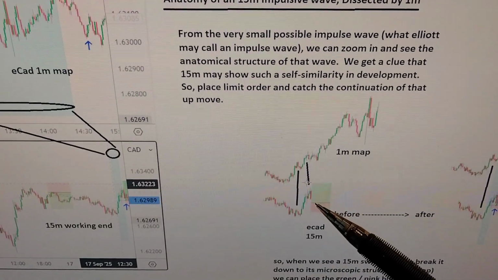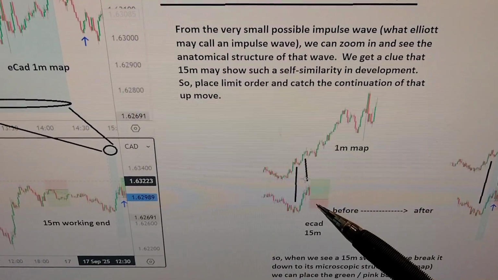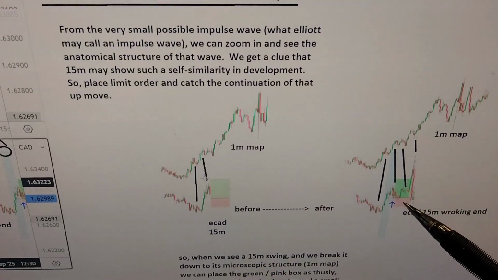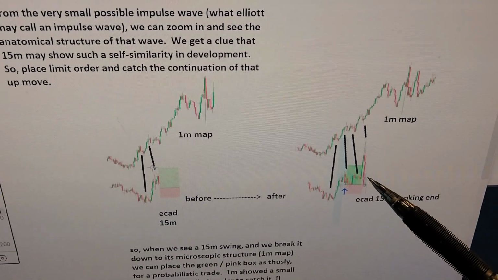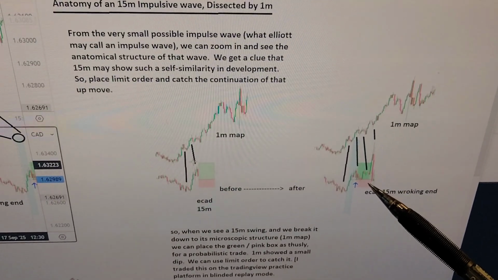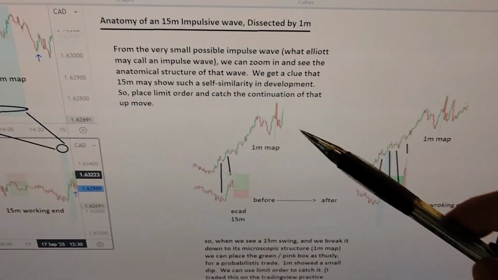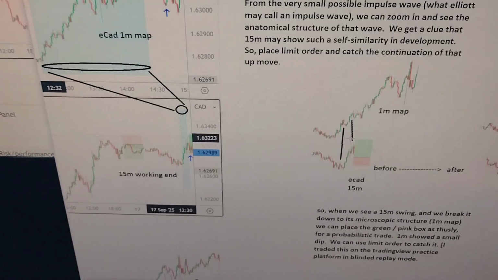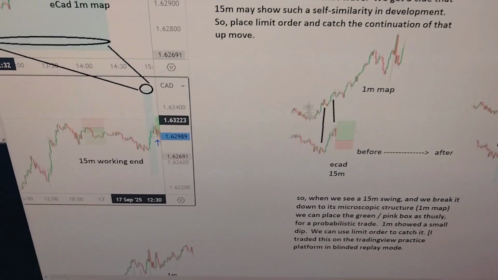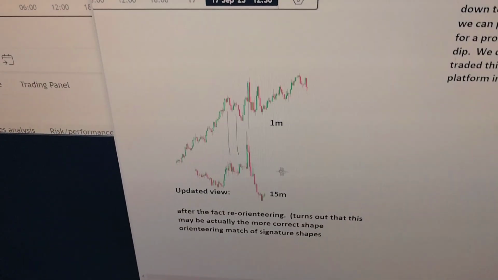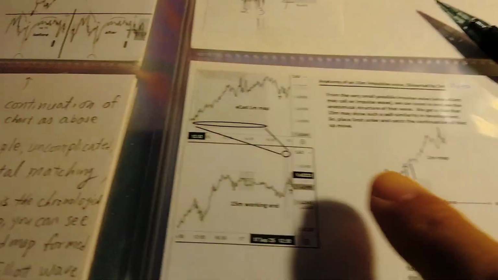And so then I put a limit order here and got limited in. And actually during the replay, I put a limit order and it triggered. So, but then the other point is that I did make a card, and that's fine.